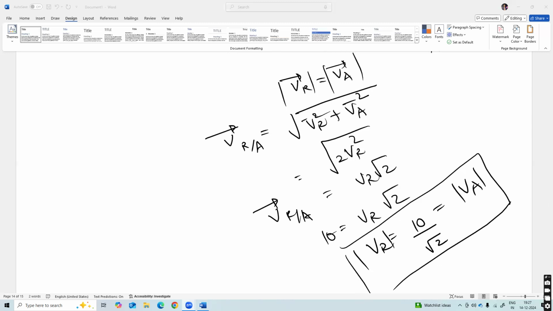Any doubt, or you understood that? Like why it is 10 upon root 2, both velocity of rain as well as velocity of person. Alka, do you have any doubt or you understood that? Clear. Okay, fine.